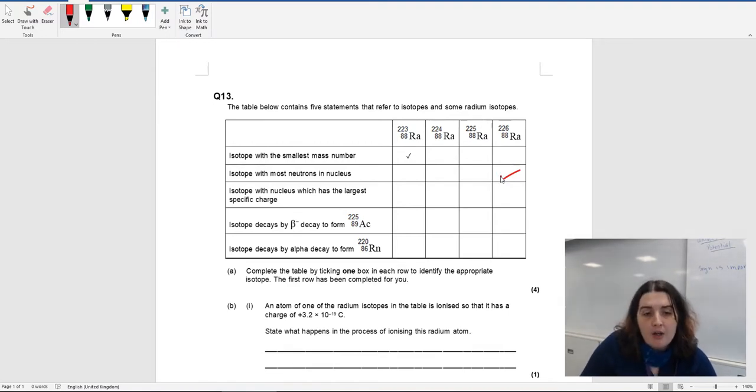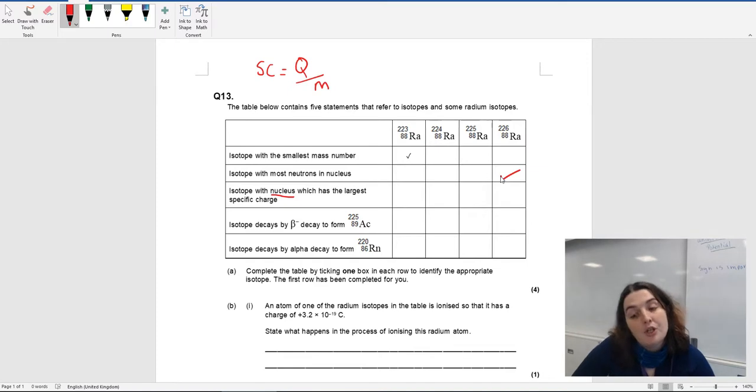Okay, so the isotope with the largest specific charge. This is actually one of the most important things that we're going to be dealing with. Specific charge is the charge divided by the mass of the object. They're all going to have the same charge of the nucleus because they all have the same amount of protons. But of course, they're all going to have slightly different masses because they have different neutrons in the nucleus. So what's the largest specific charge? You want the thing with the smallest mass, which is going to be this one here.